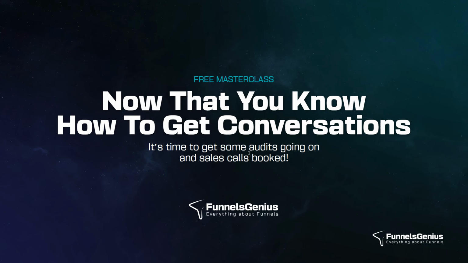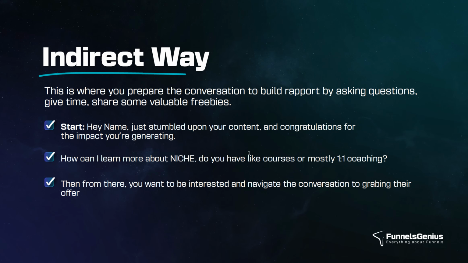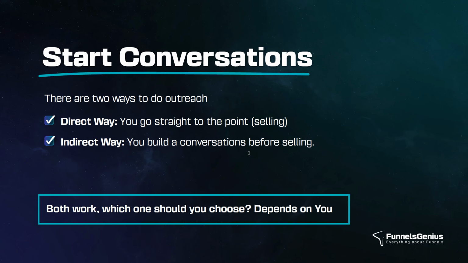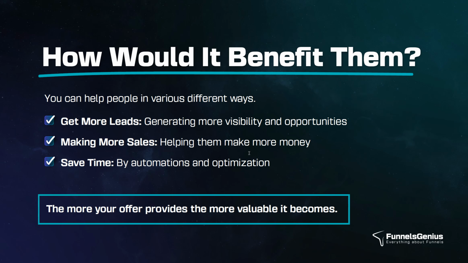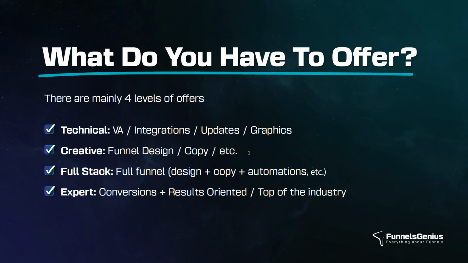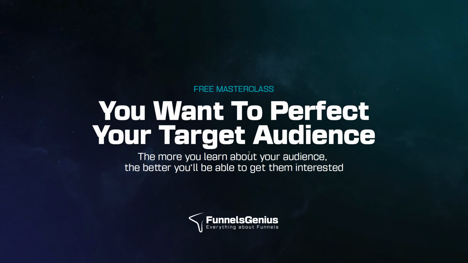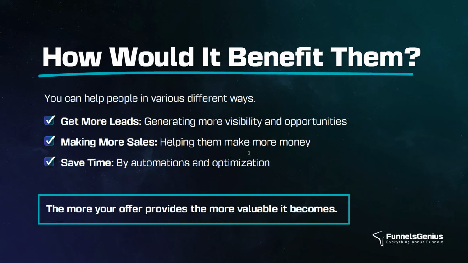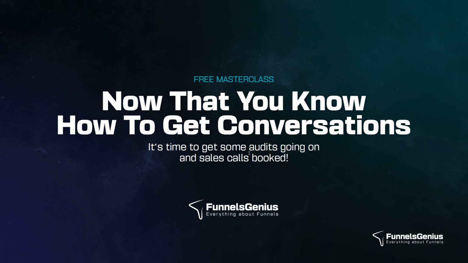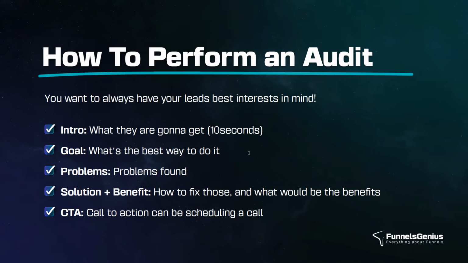Now that you know how to get conversations, it's time to get some audits going and sales calls booked. So far, we've reviewed the indirect way and the direct way. We reviewed how to start a conversation. We also reviewed the foundations of your core offer. How would it benefit them? What kind of offer do you have? Where are they? And who are you going to DM? All these things are really, really important. Once you have all these, then it's time to get some audits.